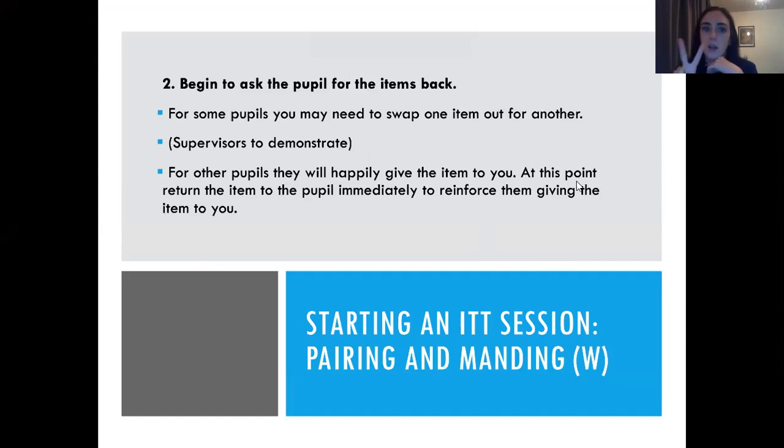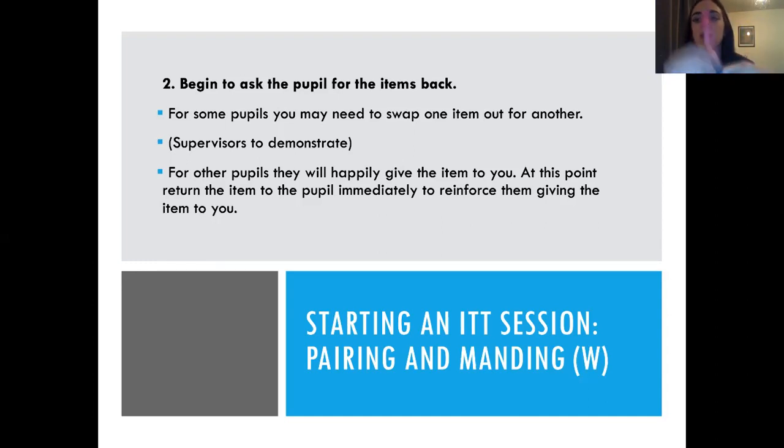Our second step then is going to be to begin to ask the pupil for the items back. So for some pupils, it might be that we need to swap one item out for another. So let's say, for example, using the only props that I have here, our pupil is playing with the highlighter, which is unlikely, but let's just say the pupil is playing with the highlighter, really happy to have the highlighter, and I say, oh wow, can I see the highlighter? Here, you can have the pen. So I swap one item out for another.